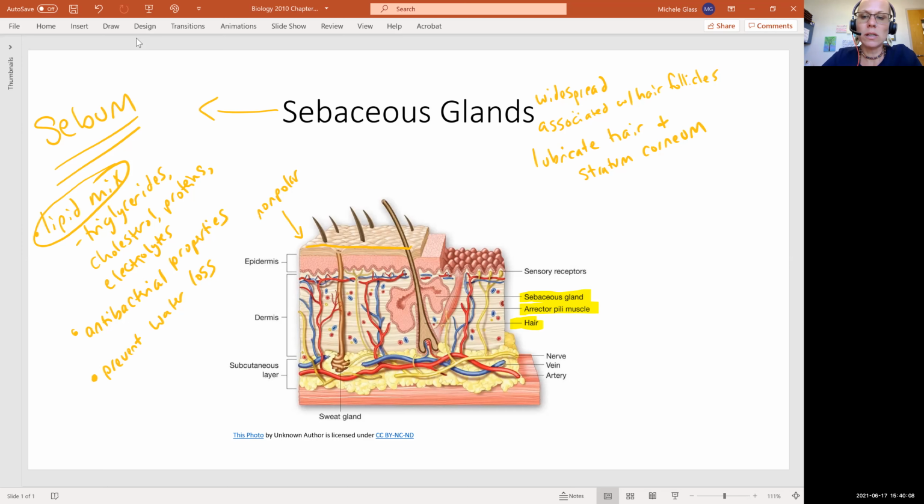The sebaceous glands are going to be stimulated by hormones. And so this is why we really see them activated at puberty, when we start to get those initial releases of sex hormones, so estrogens and testosterones.